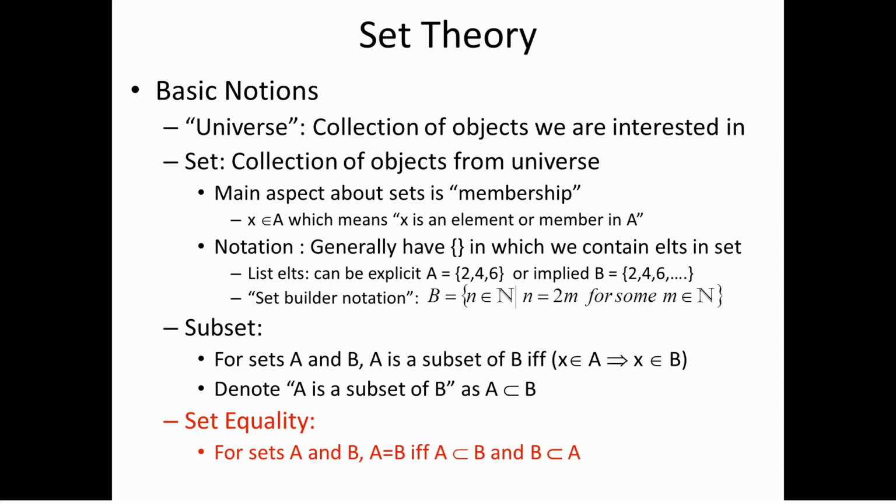So if I have two sets A and B, I'm going to say A is equal to B if and only if A is a subset of B and B is a subset of A. It's important to understand this is how we prove two sets are equal. We have to show that each is a subset of the other. Okay?